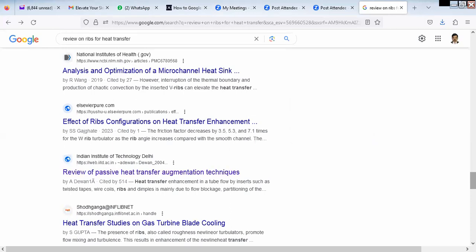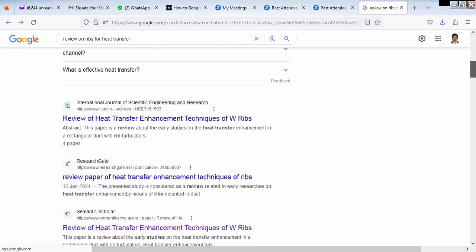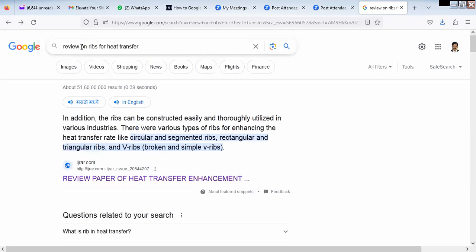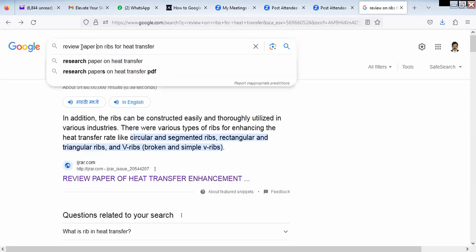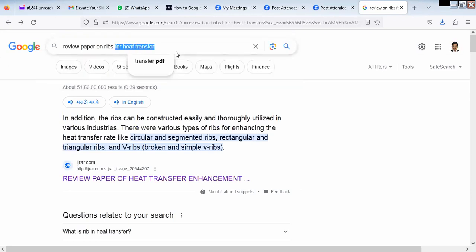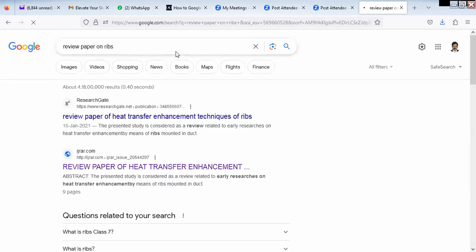So this way we need to start with the review paper. I will say review paper on heat transfer techniques, so I will not write anything else. So what is coming? Review paper on heat transfer techniques. So we got one paper on ResearchGate.